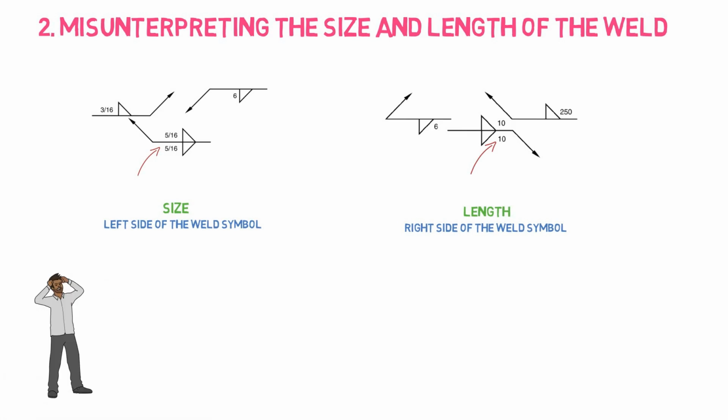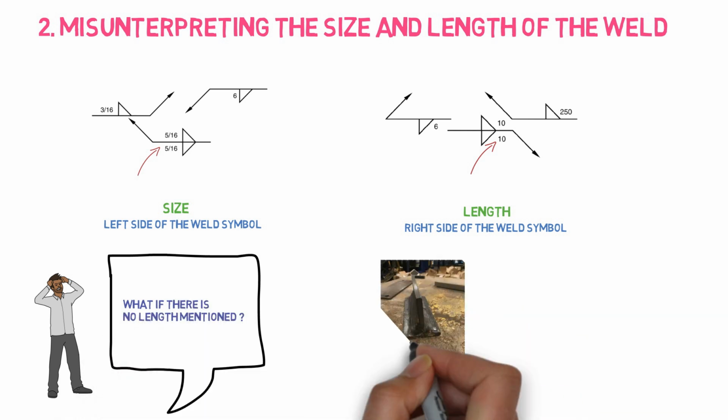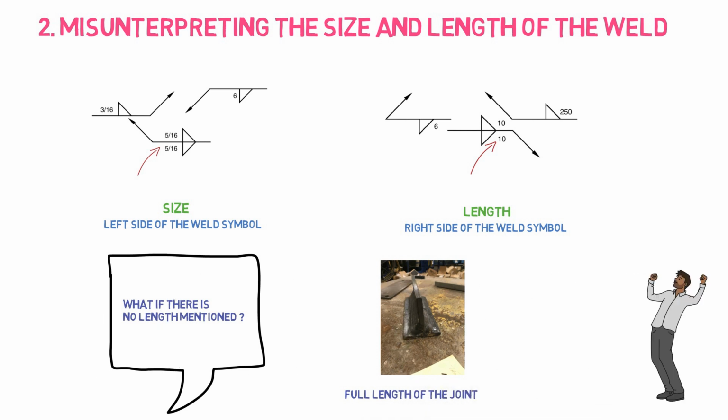Now you may ask, what if there is no length mentioned in the weld symbol, only the size? In that case, you always have to remember that if there is no length given, then the length is the full length of the joint, as you can see from this picture. So if there is a length, you have to follow the length. But if there is no length, then the weld should run throughout the joint of the welding connection.